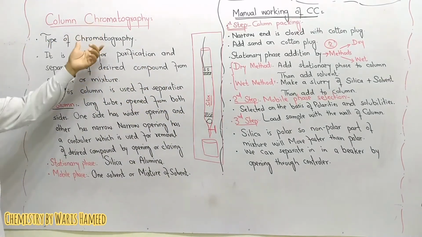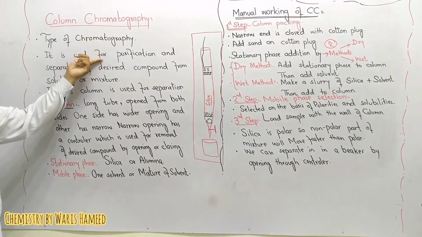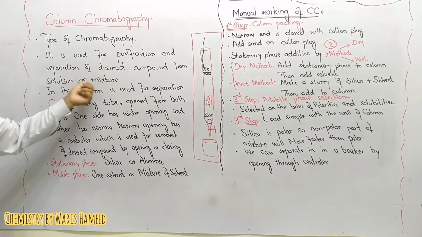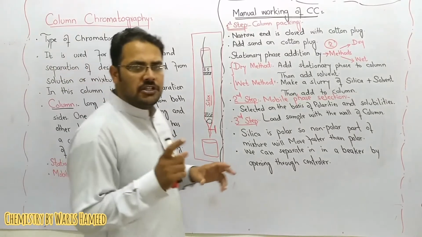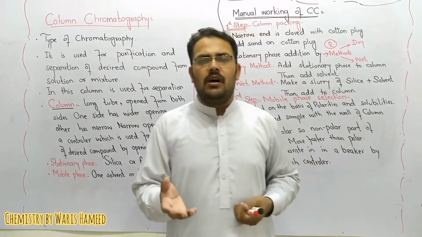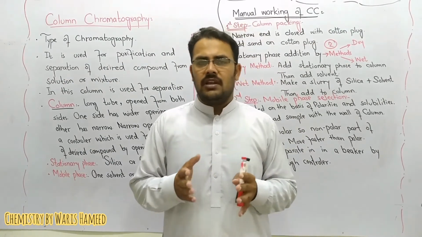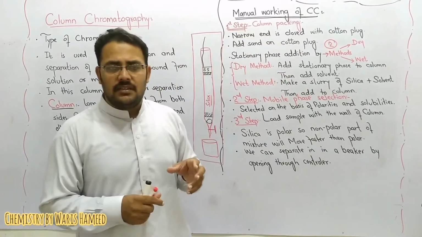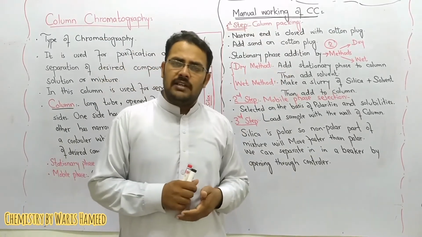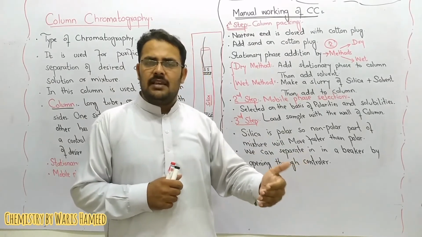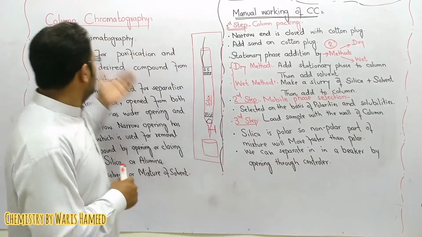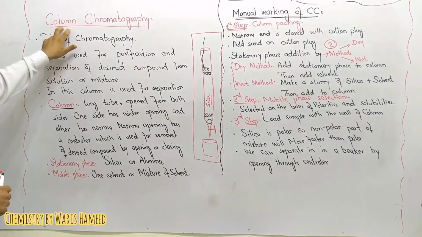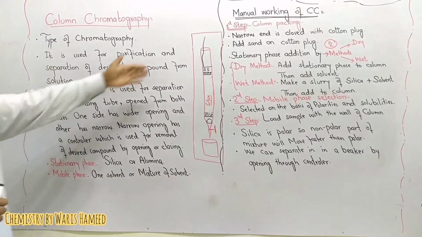Column chromatography is a type of chromatography, and it is used for purification and separation of desired compounds from a solution or mixture. The solution or mixture may have two or more than two solutes, so they can easily be separated with the help of column chromatography. And this separation is done on the basis of polarities, molecular masses, and their densities. In this term, we have used the term column. What is a column? A column is actually a long tube.